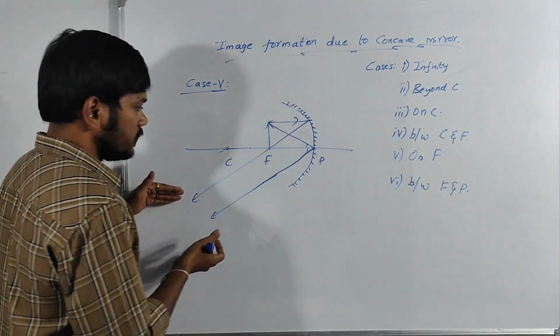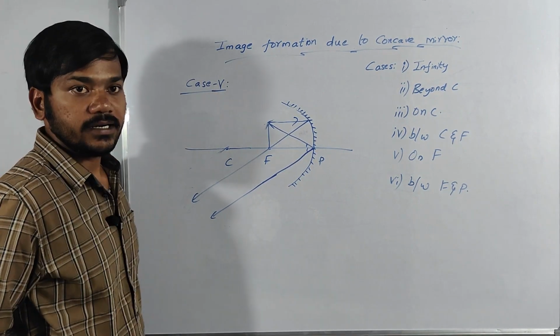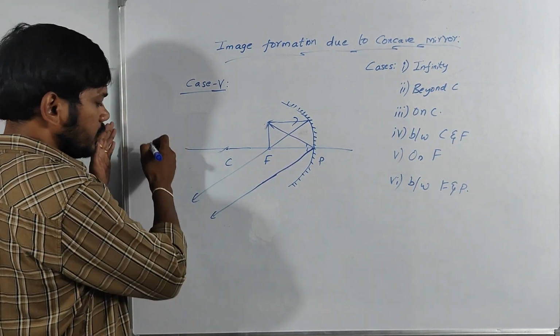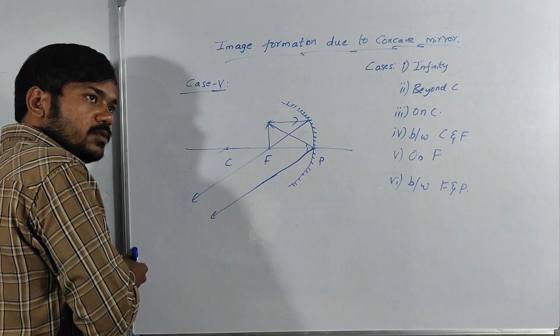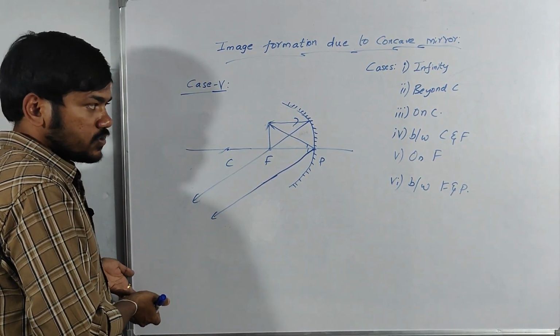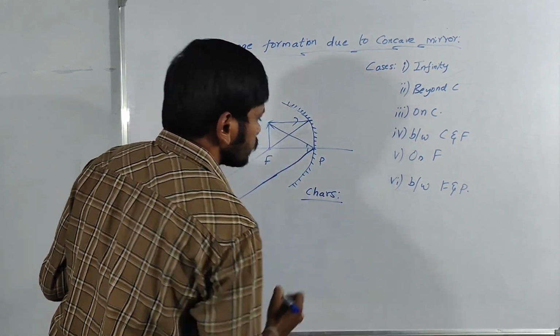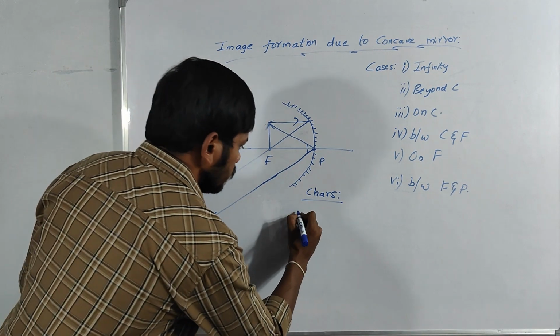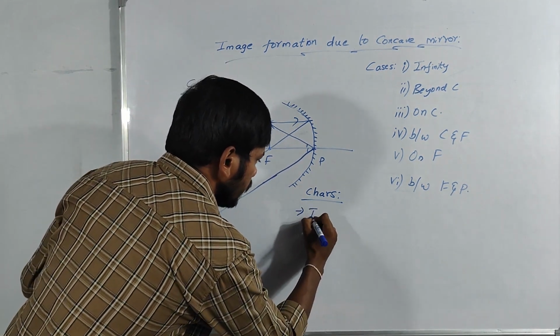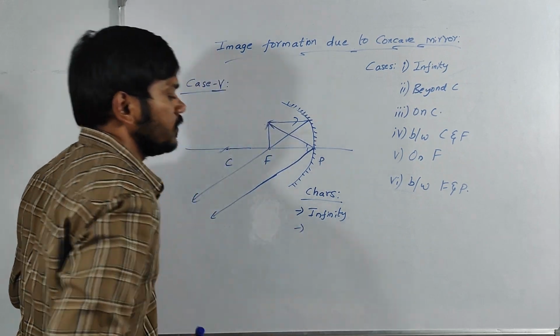If you see these rays, they are moving towards each other, but will not meet on this frame. So obviously they will meet at infinity. When they meet at infinity, the size of the image will be very big. Real rays are meeting, so obviously they will become a real image. Right? So now write the characteristics. The first one, where is the image formed? At infinity. Image is formed at infinity.